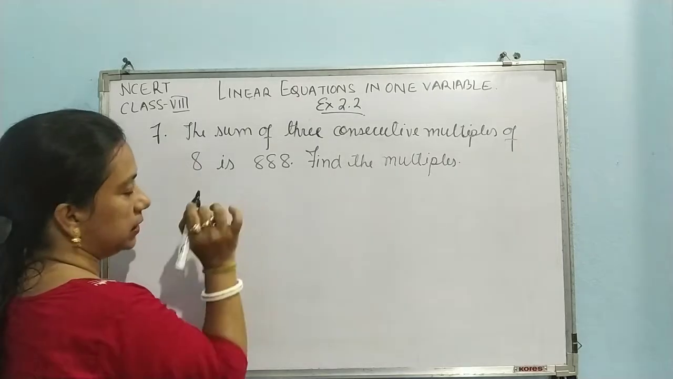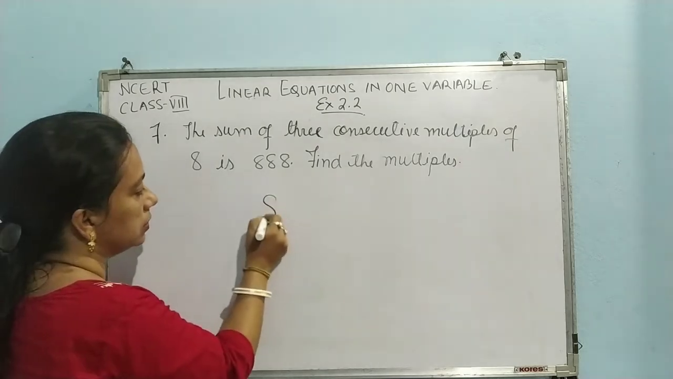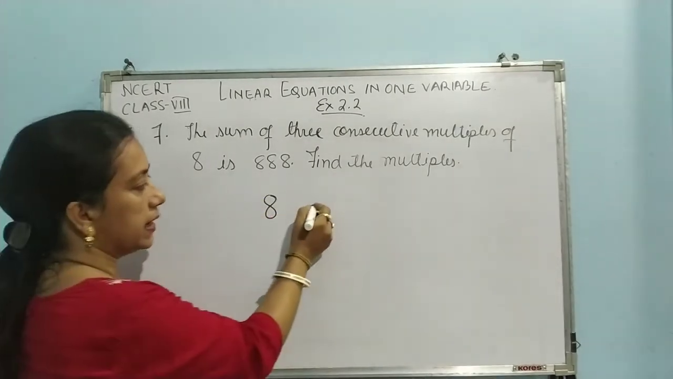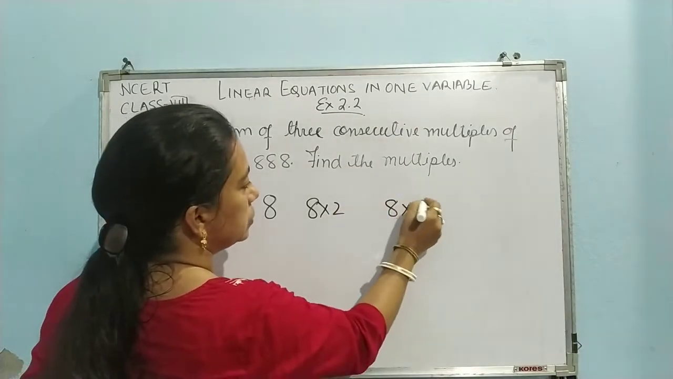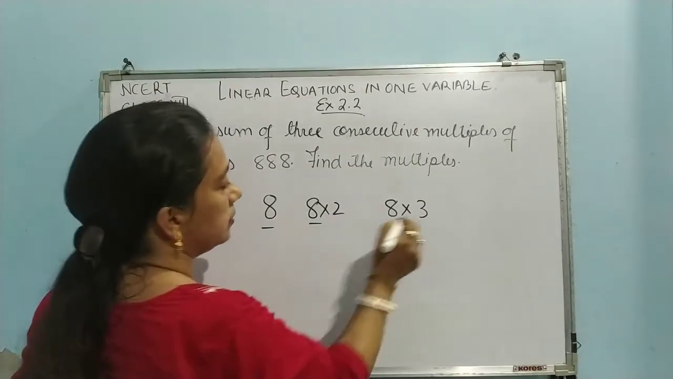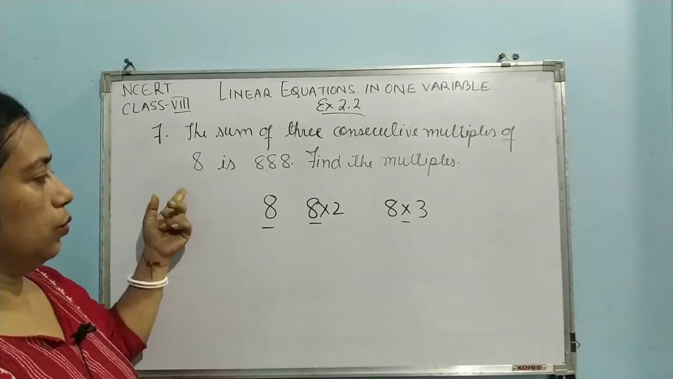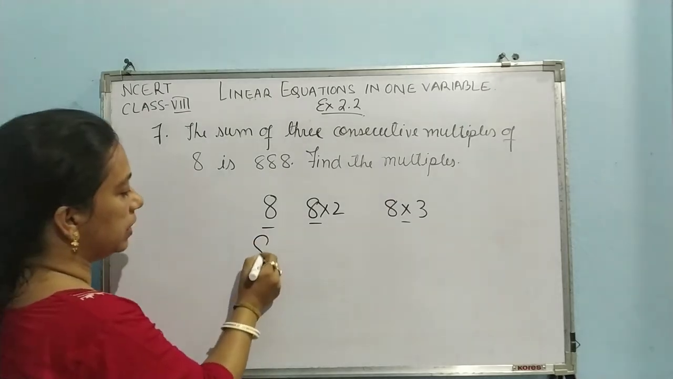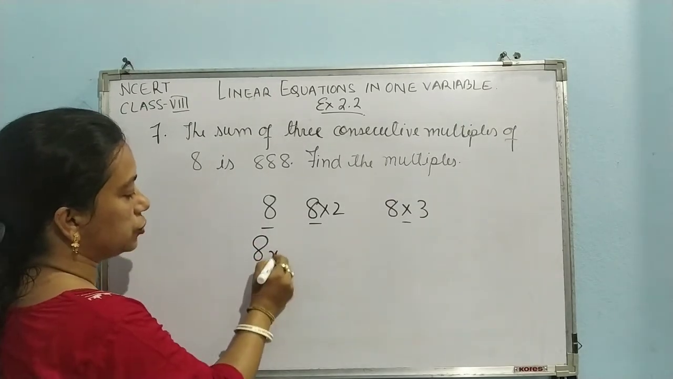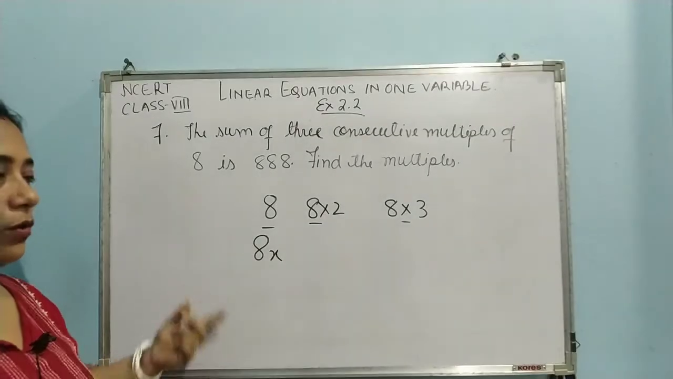So consecutive multiples means what? Suppose the first one is 8. What will be the second multiple? 8 into 2. What will be the third multiple? 8 into 3. So these three are three consecutive multiples of 8. But in this case, we don't know what those three consecutive multiples are. So if I consider my first multiple of 8 to be 8x, the value of x can be anything.